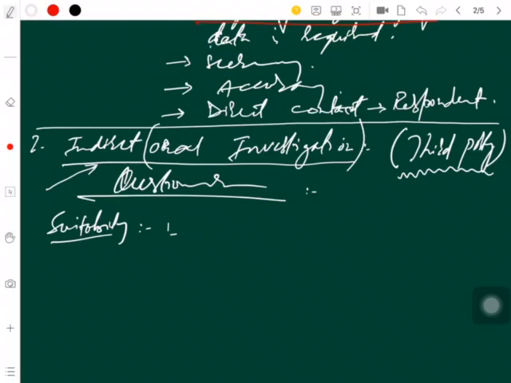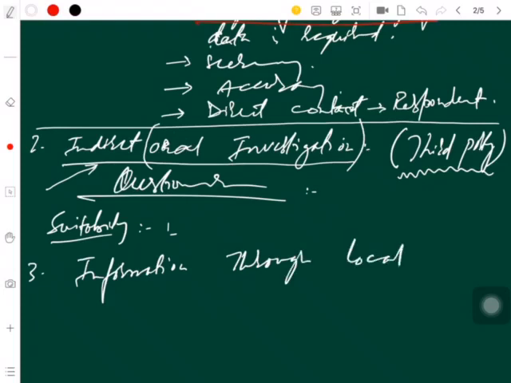The third method of collecting information is through local correspondents.